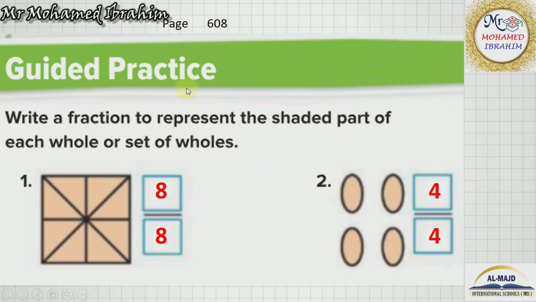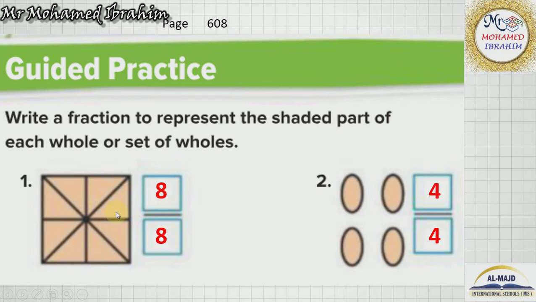This is a guided practice at page 608. Write a fraction to represent the shaded part of each whole or set of wholes. You must know that any number over itself gives you 1, except 0 over 0.